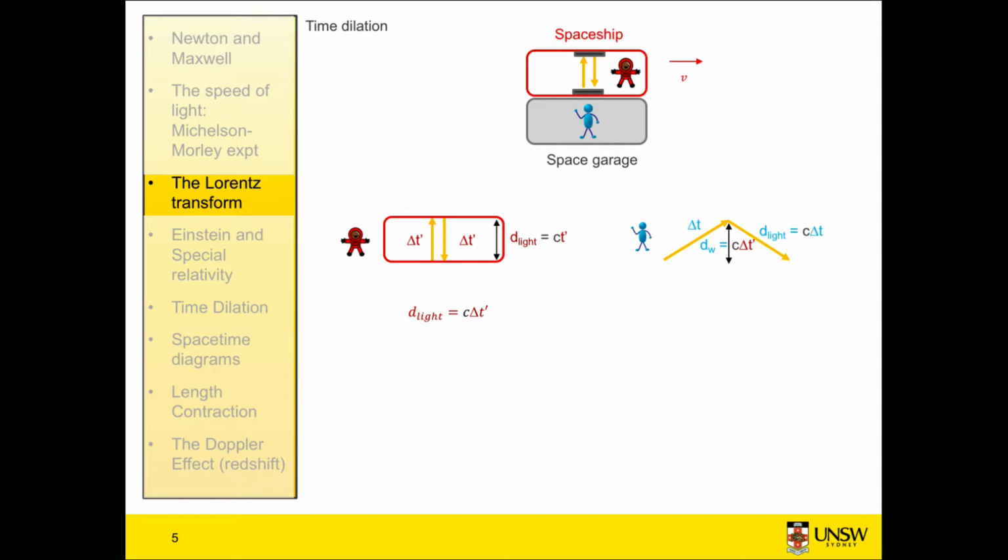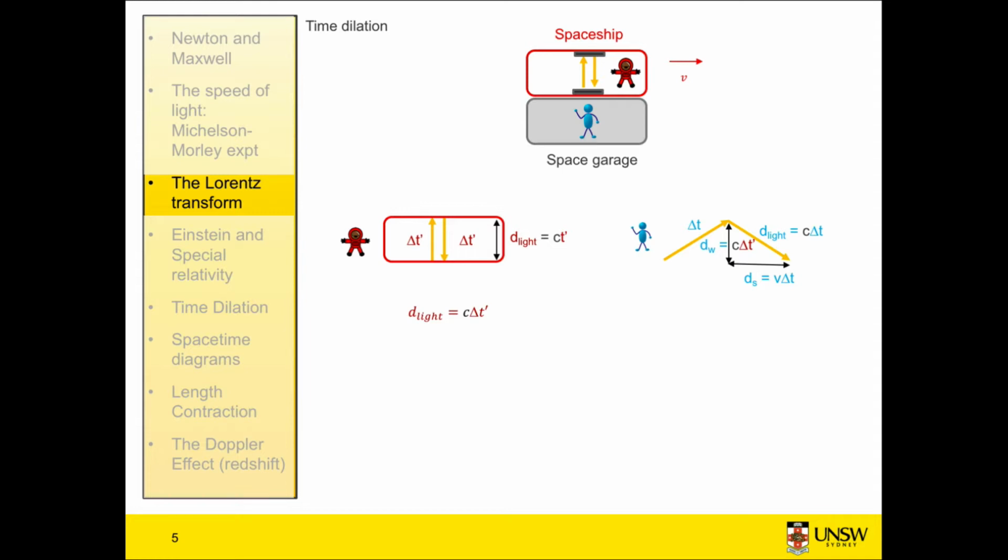And we know those distances are the same in both reference frames because there's no relative velocity in the vertical direction. And the other thing we know is that in the time it takes the light to travel once across the width of the cabin, the spaceship has moved a certain horizontal distance, which is equal to the speed of the spaceship times that time. So that's v times delta t.